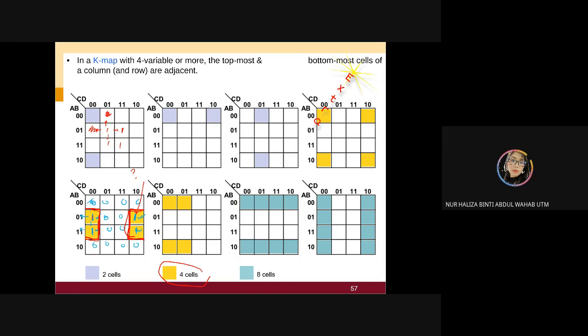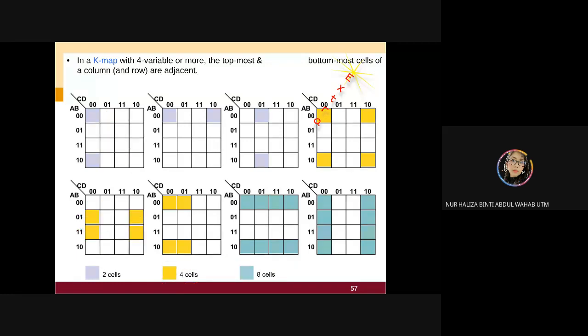I have another one, I put 1 here. I need to consider, can I have 4 cells? Or can I have the first priority? You need to go for 8 cells first. But if you don't have 8 cells to combine together side by side, then you go for the lower, which is 4 cells. I can see, oh, this one I can create like this. I can create the 4 cells. So I'm going to draw this cell.